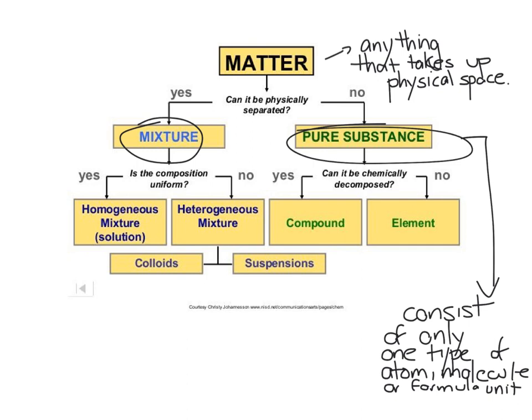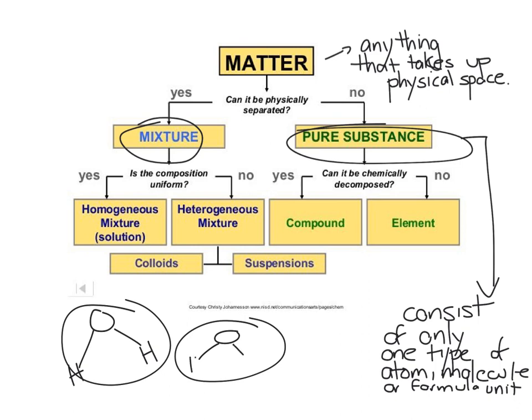A molecule is where you've got a couple of different atoms or the same atom, but they're bonded together in one unit. So for example, water, that's a compound. It's got oxygen and two hydrogens. So that's a pure substance because it's just got oxygen and hydrogen. All right, so it only consists of one type of atom, molecule or formula unit. That's a definition of a pure substance.